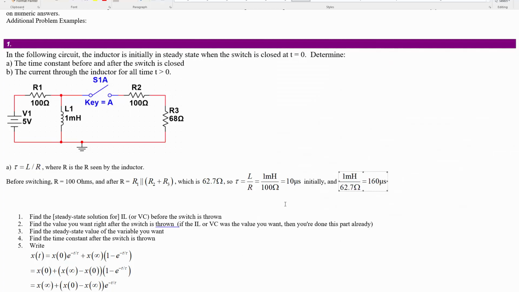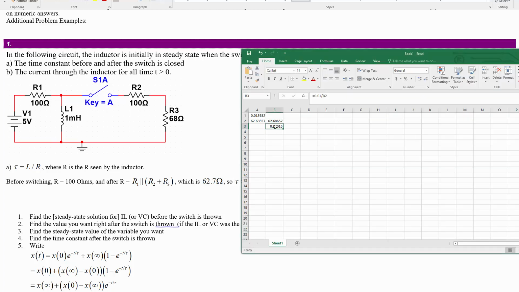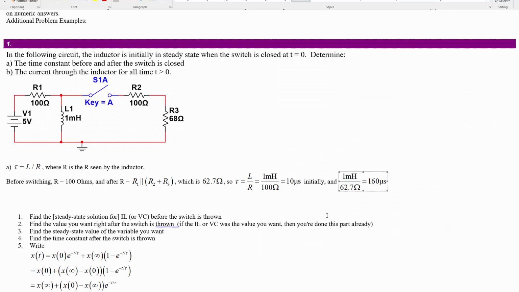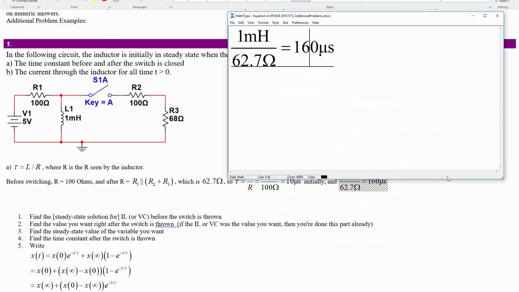Yeah, I guess we calculated this wrong. Yeah, so 1 milli divided by, oh, you know what? What went wrong here is that we did 0.01 instead of 0.001. That's it. So we've got 16 microseconds. That makes a lot more sense.